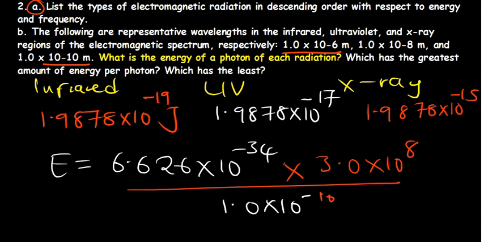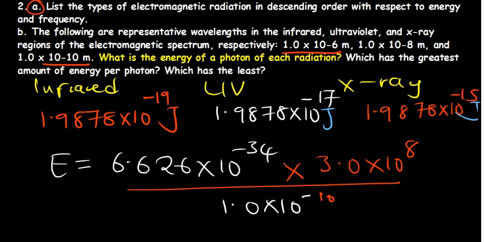6.626 times 10 to the power negative 34, multiplied by 3 times 10 to the power 8, divided by 1 times 10 to the power negative 6. Yes, so that is the order. Of course, all these should have units, joules, because we are calculating the energy.